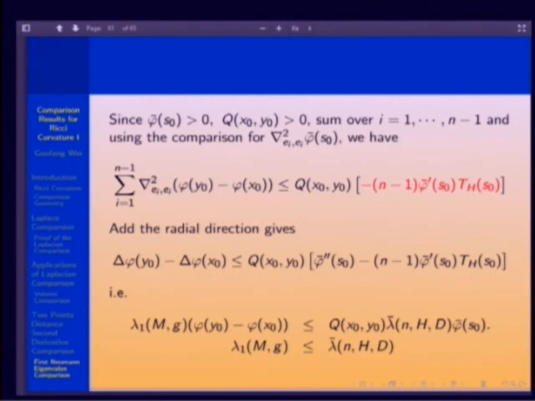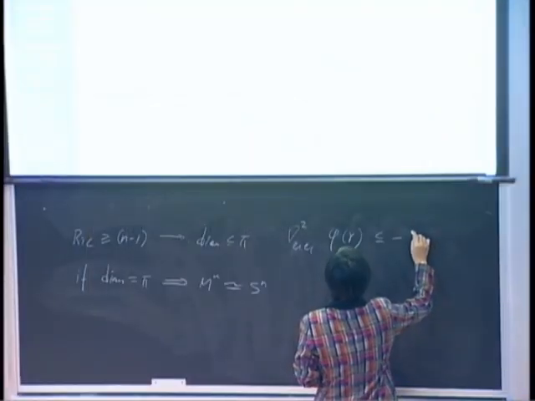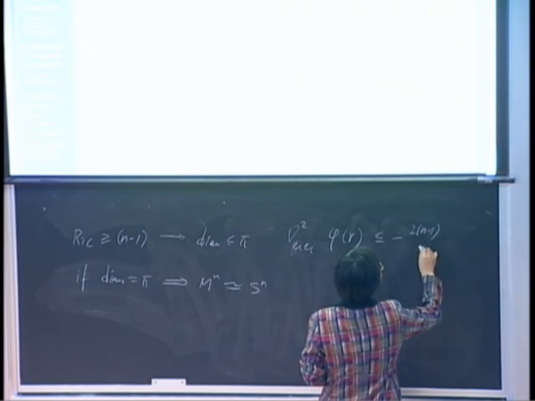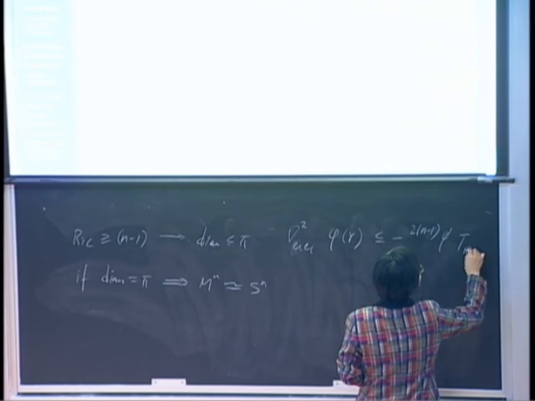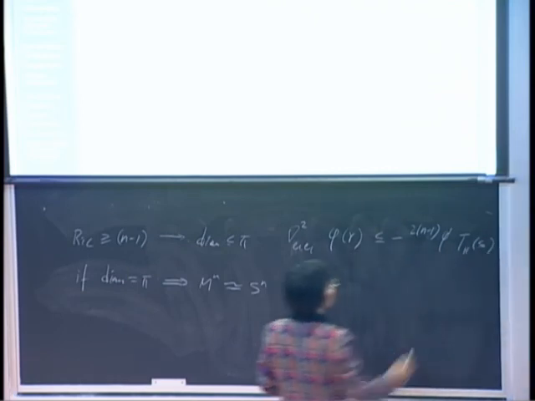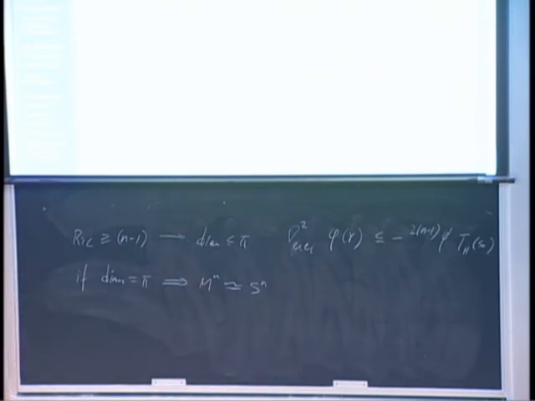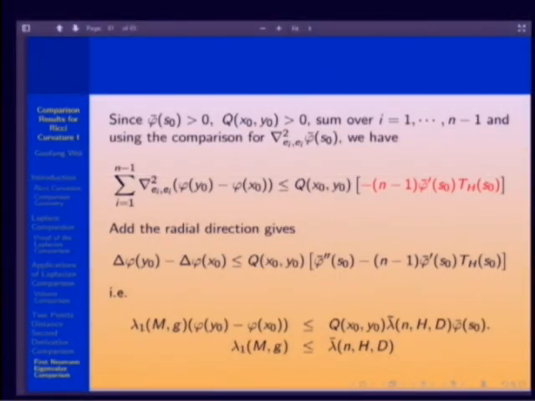The comparison we had before, in both directions: phi of the distance function is less than or equal to negative 2 over, I think, n minus 1 of phi prime and t of h at S0. Phi prime, yeah, that's all I use. We simply replace it by that. Okay, so these are all the directions perpendicular to the radial direction. Now I add the derivative in the radial direction. The radial direction is much easier, so you just add it in.